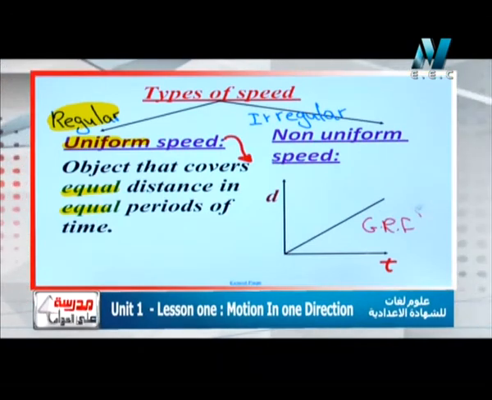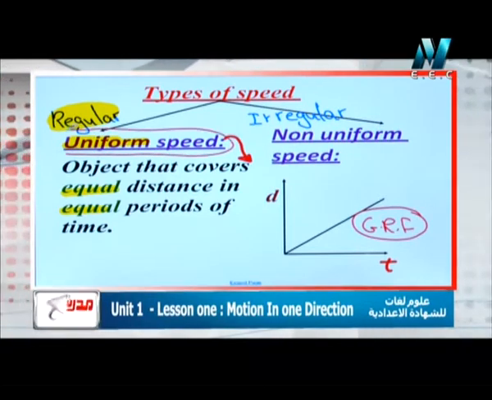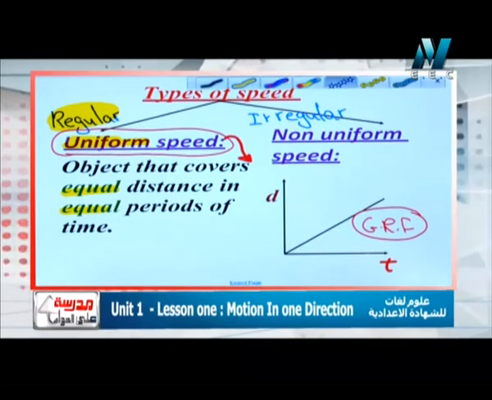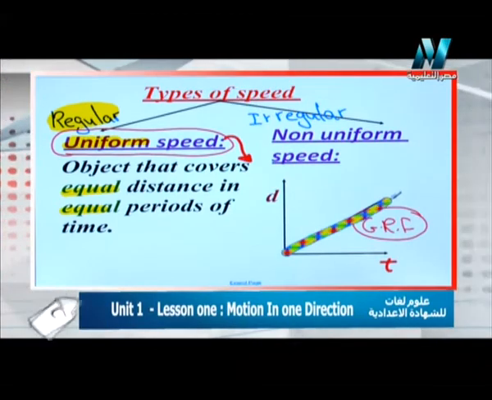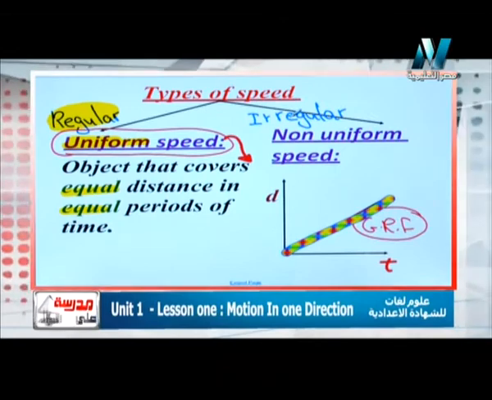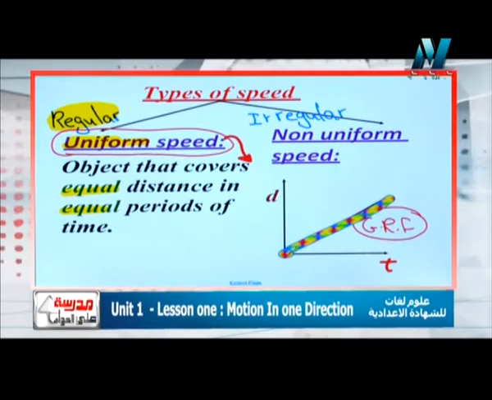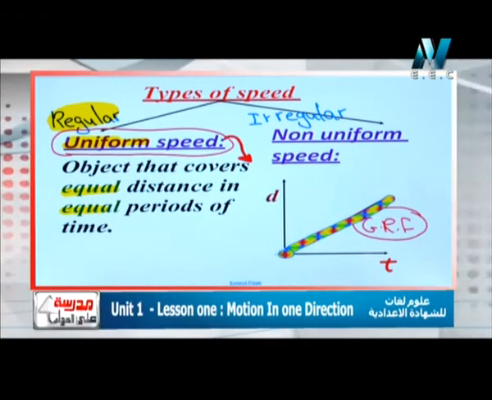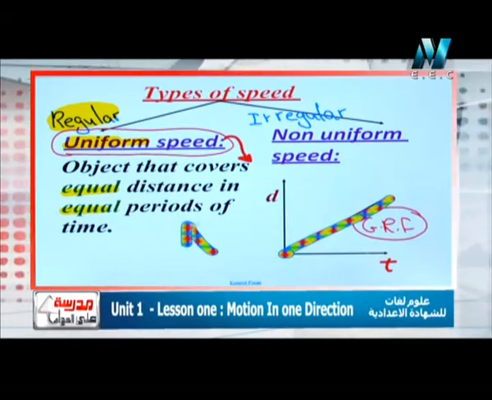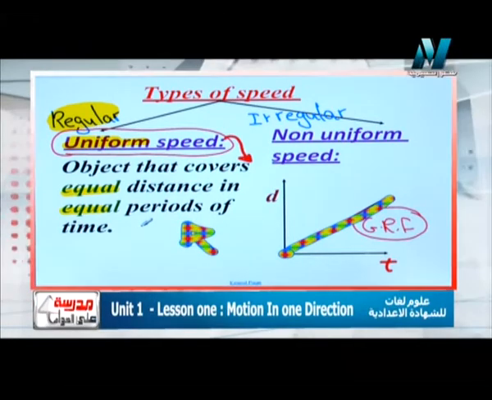Why is the graph of uniform speed a straight line passing through the origin point? It is a straight line, as you see in front of us, drawn with a ruler, and it comes from the origin point here. I answer with the definition right away: because the object covers equal distance in equal periods of time.